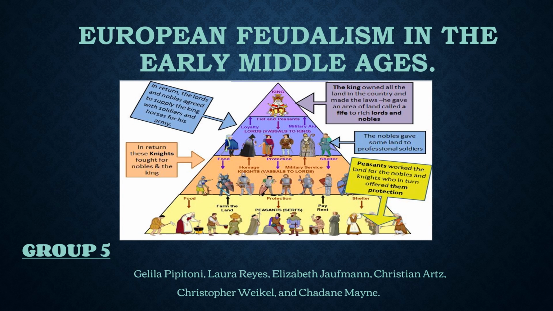After understanding some of the key characteristics of feudalism, let's take another look at this picture. The king owned all of the land in the country, and he made the laws. He gave an area of land called a fief to the rich lords and nobles. In return, the lords and nobles agreed to supply the king with soldiers and horses for his army.